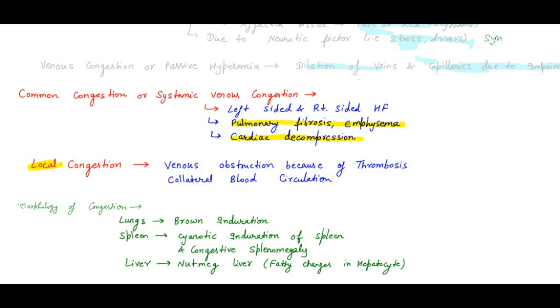Now one more thing, local congestion. This is a question from the previous year. Local congestion is due to venous obstruction because of thrombosis, and there is a collateral blood circulation.